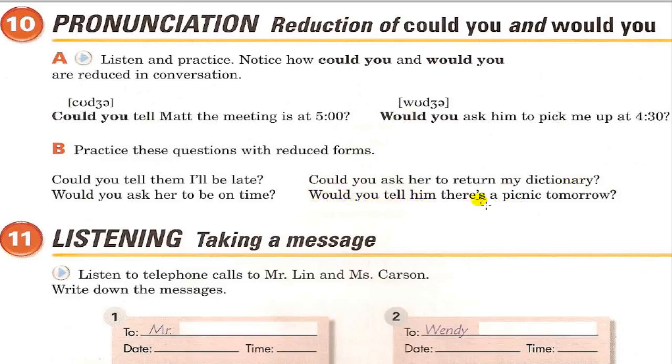There is S as Z. There is a picnic tomorrow. And I can say tomorrow, morrow, like tomorrow morning. Americans say tomorrow morning. Would you tell them there's a picnic tomorrow?